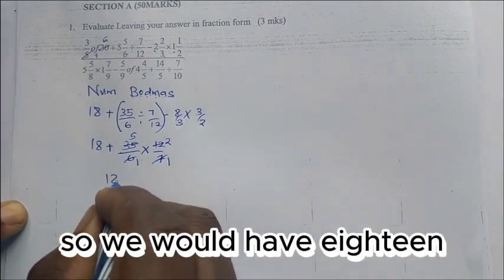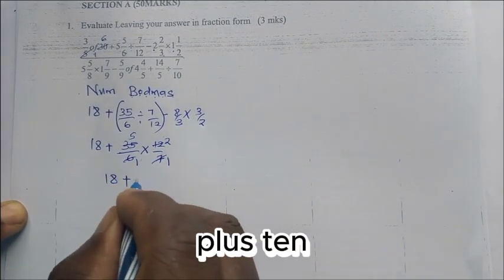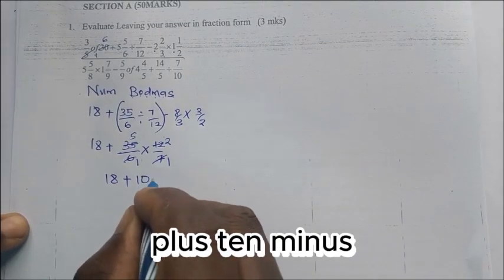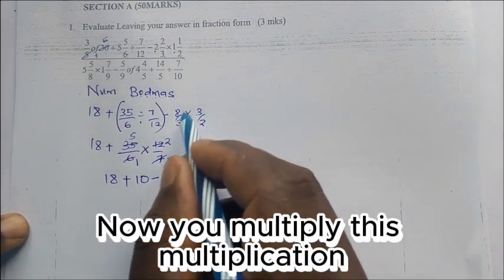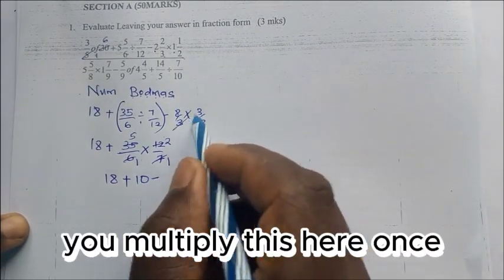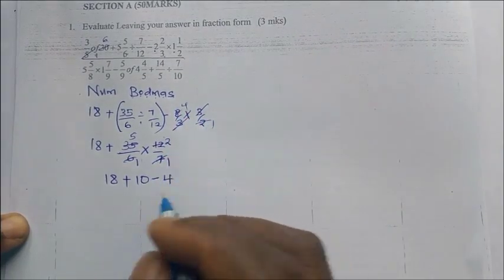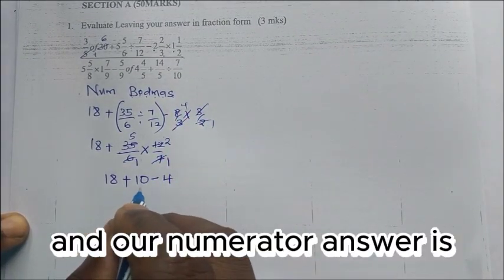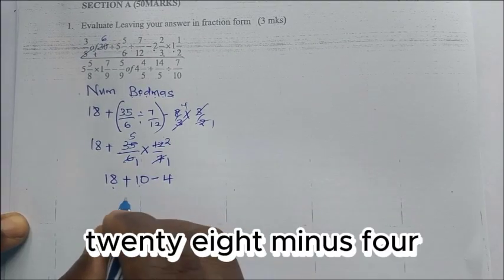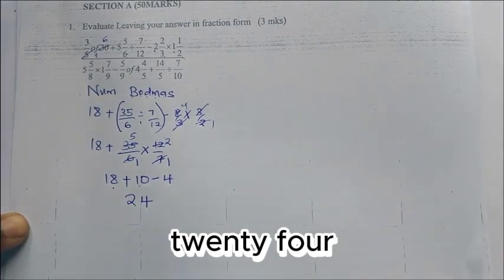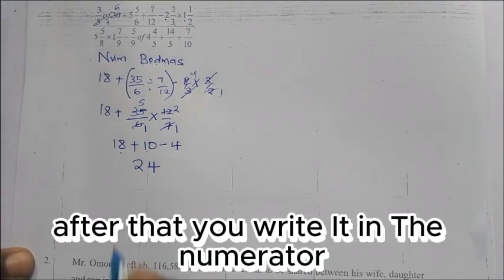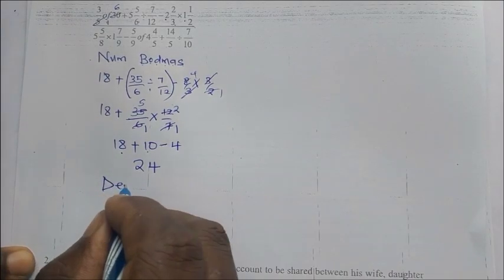So we will have 18 plus 10 minus, now you mark this multiplication, you multiply this here once and this here 4, so minus 4. And our numerator answer is 28 minus 4, which is 24. After that, you write the denominator.